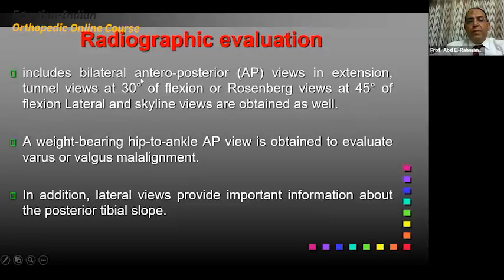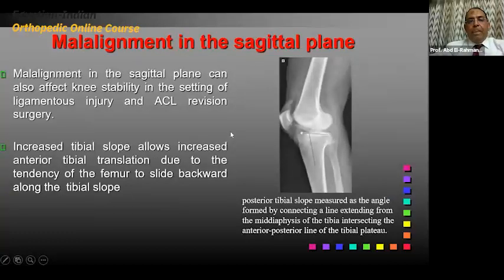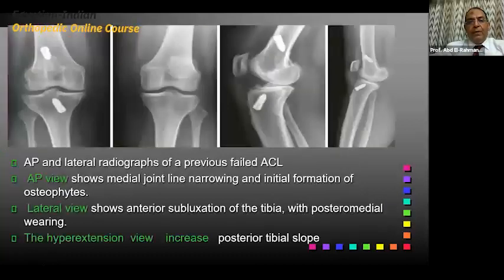Radiographic evaluation: you have to do AP views in extension, tunnel views at 30-degree flexion, Rosenberg view at 45-degree flexion, lateral and skyline views, and also weight bearing hip, knee, ankle AP view is very important. And also AP standing view and lateral view. The lateral view provides important information about the posterior tibial slope. In the sagittal plane, you have to measure the slope of this patient, because increased tibial slope is a very important risk factor for ACL failure.